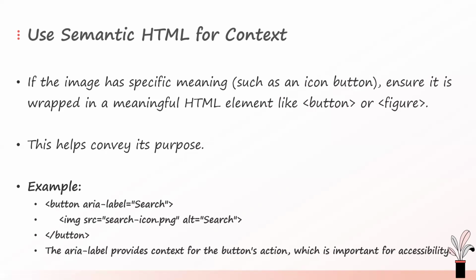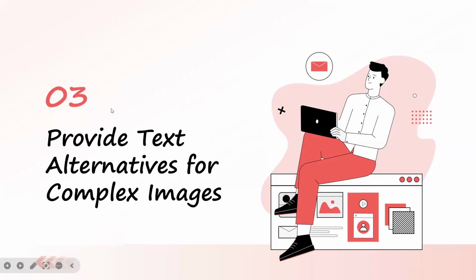Remember, we talked about ARIA labels, and we use ARIA to make non-semantic elements more semantic. This time around, yes, button is semantic, but it needs a label. So we have a label, and we are putting search here. So the ARIA label provides context for the button's action, which is important for accessibility. Whenever the screen reader goes through this button, they will know that the action for this button is search. It makes life easier for assistive technologies.